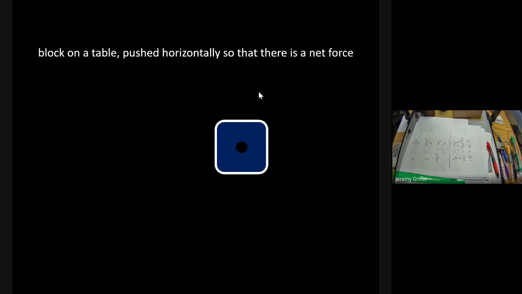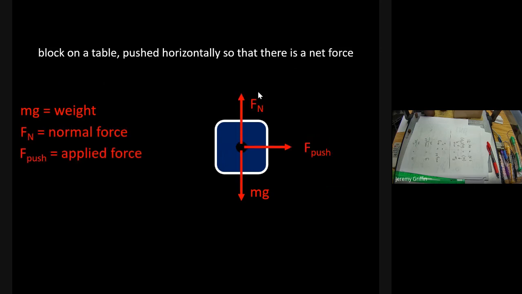Next slide. Block on a table pushed horizontally so that there is a net force. So we got the weight down. We got the support force from the table up. That's the normal force. Now, the pushing force is, well, the most important thing is that there's net force. So I guess actually that could satisfy the premise, couldn't it? That could be an air hockey type situation, right? If there's zero friction. Well, let's go ahead and, I guess, add a friction force anyway.